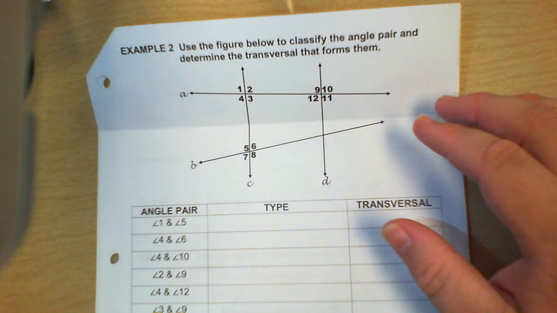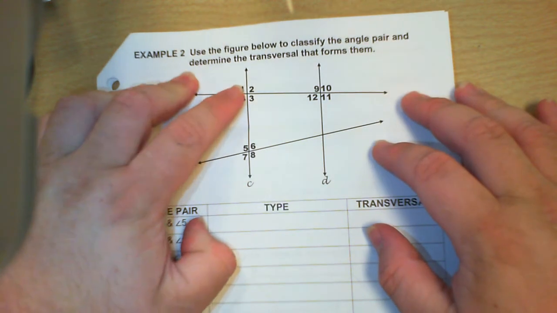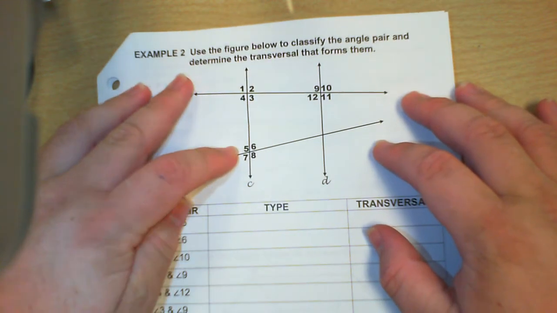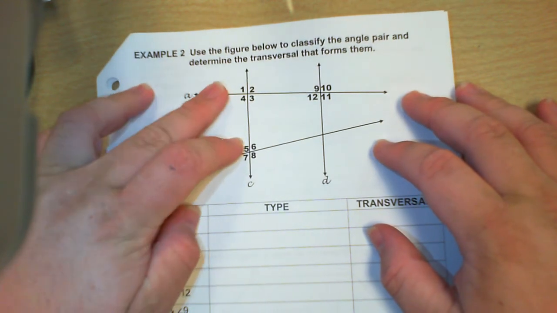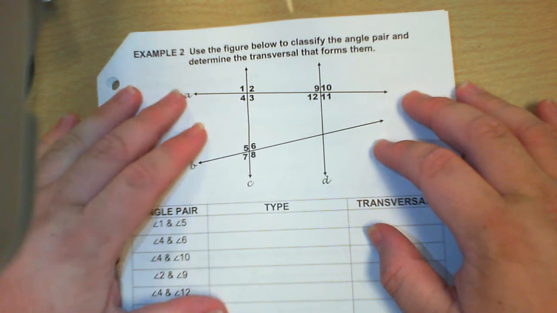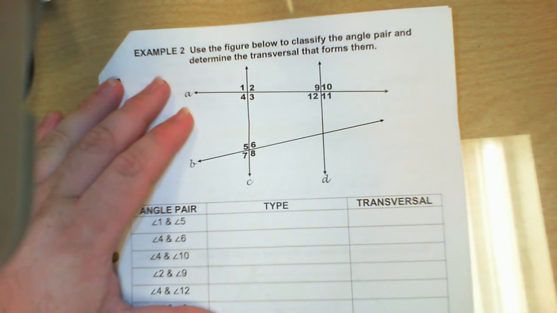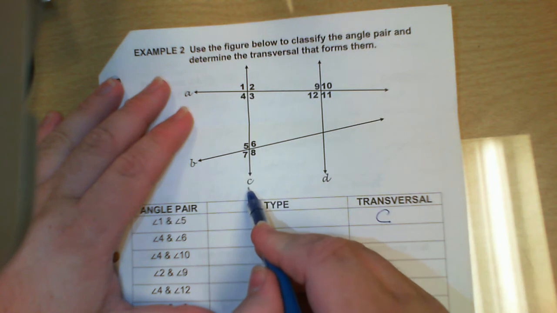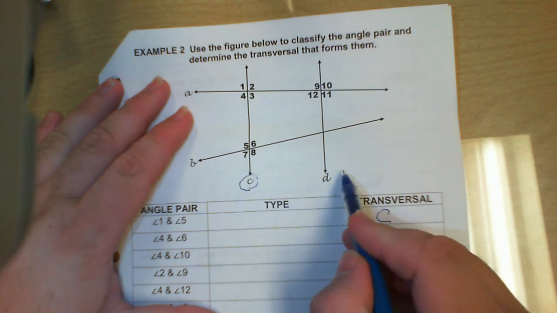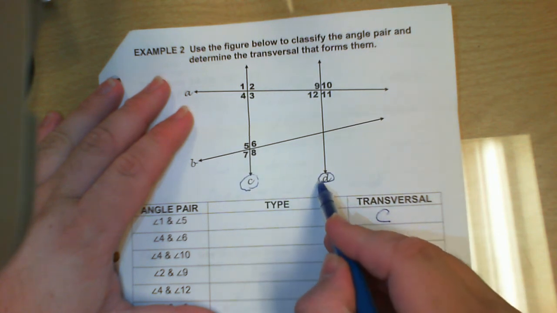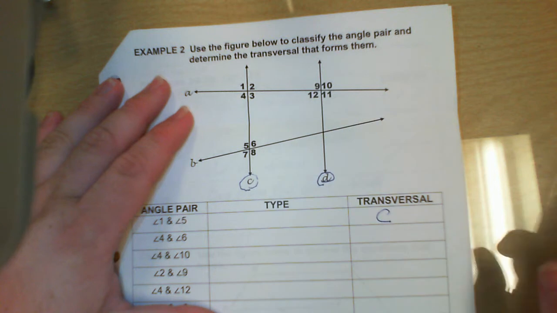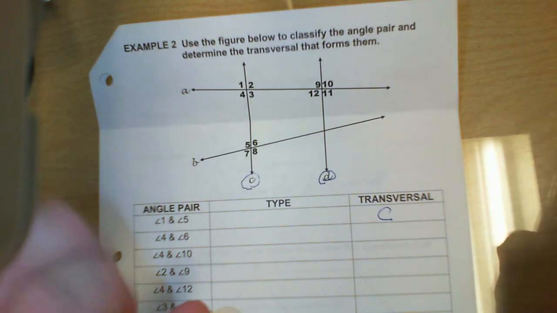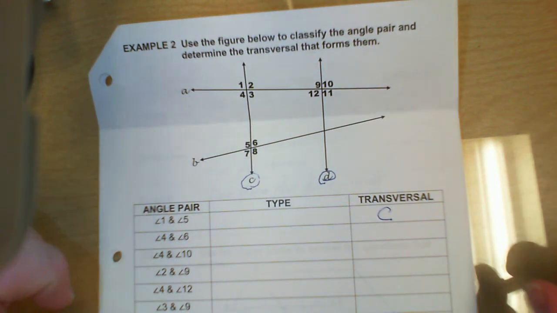Okay? So first of all, angle 1 and angle 5. First of all, what is the line name that's going through it? Line what? Line C. Okay? I'm looking at this right here and this right here. These are my straight lines that are crossing my two other lines, correct?